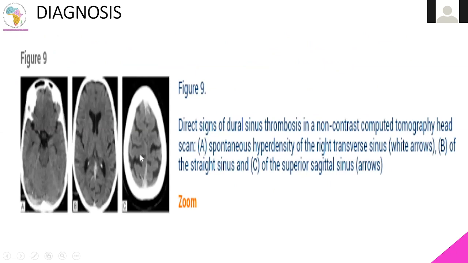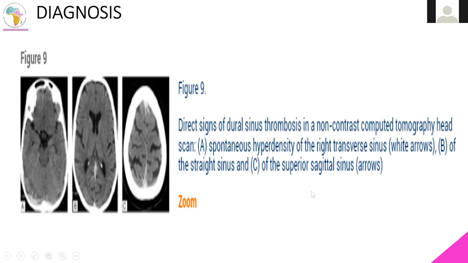So on A, we have these direct signs of dural sinus thrombosis in a non-contrast computed tomography head scan. On A, we have spontaneous hyperdensity of the right transverse sinus.